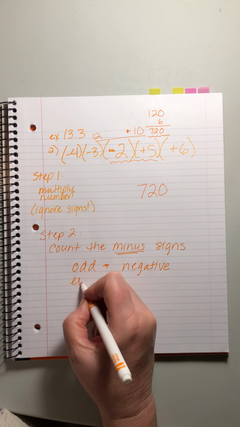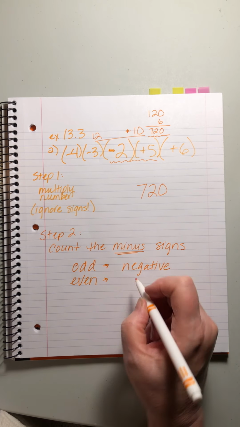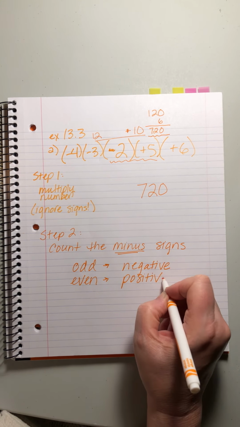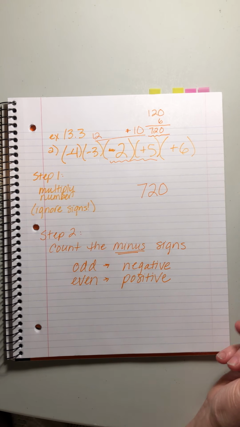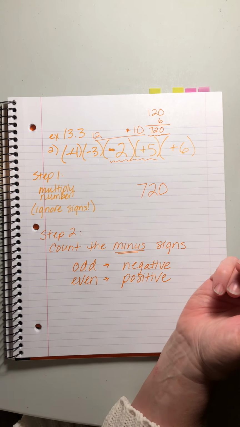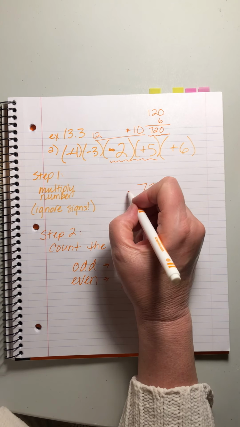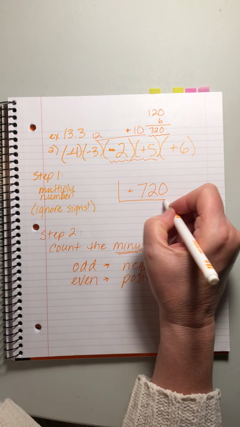If you come up with an even number of minus signs, then your number is positive. Okay, so in our case, we see there are 1, 2 negative signs. That's an even number. 2 is an even number. So that means our answer here is 720.